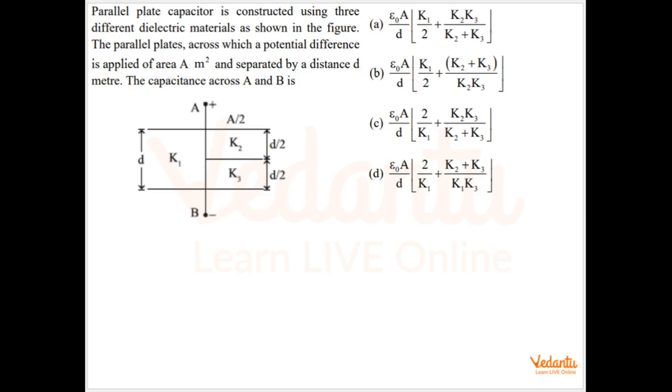Next is this question, beta. A parallel plate capacitor is constructed using 3 different dielectric materials as shown in the figure. The parallel plates across which the potential difference is applied has area A meter square and is separated by a distance D meter. Find the capacitance across AB.